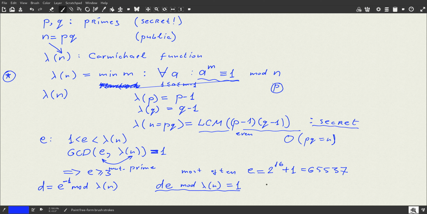Given e, compute d, let's say in general greater than 1, such that de equals 1 modulo lambda of n. How do we know that such d does exist? And how to compute it? Any ideas?